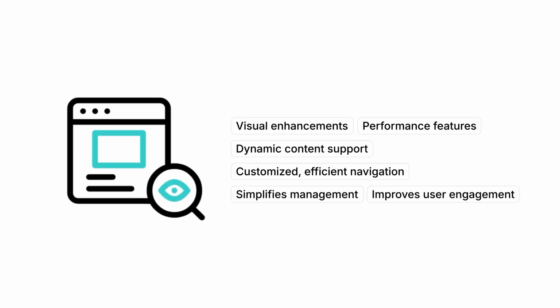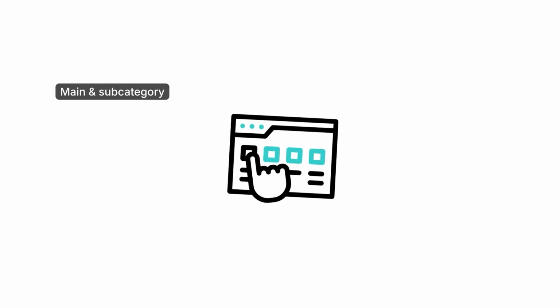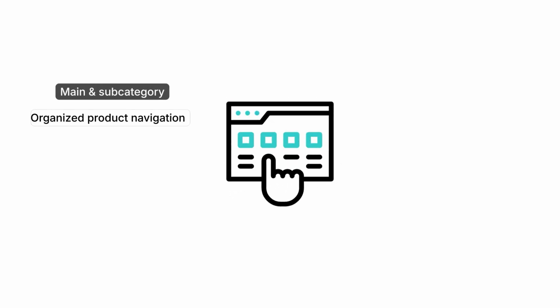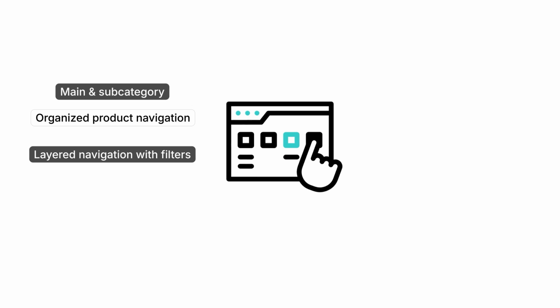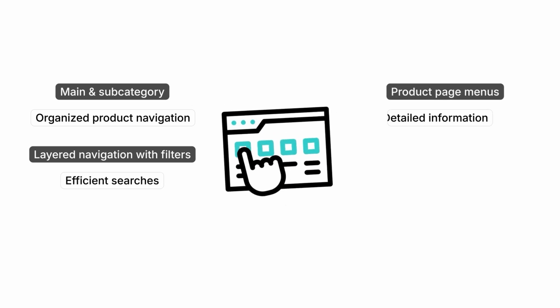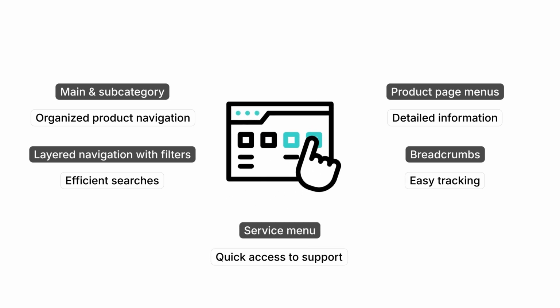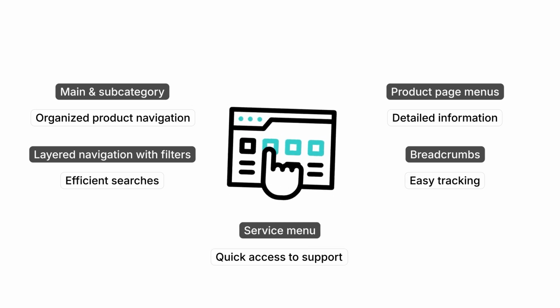improves user engagement. You can find 6 Magento 2 store menus, main and subcategory menus for organized product navigation, layered navigation with filters for efficient searches, product page menus for detailed information, breadcrumbs for easy tracking, and a service menu for quick access to support, enhancing the overall shopping experience.